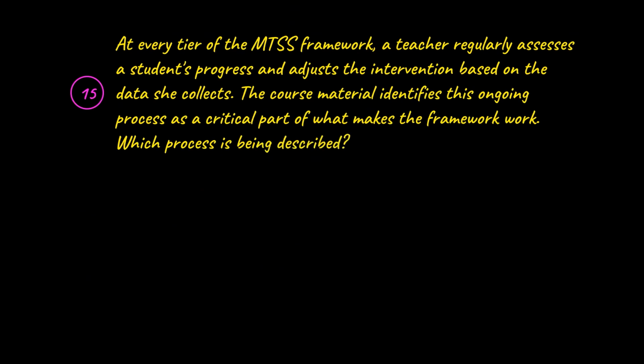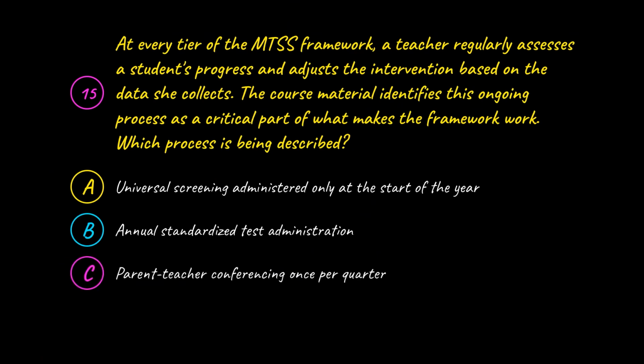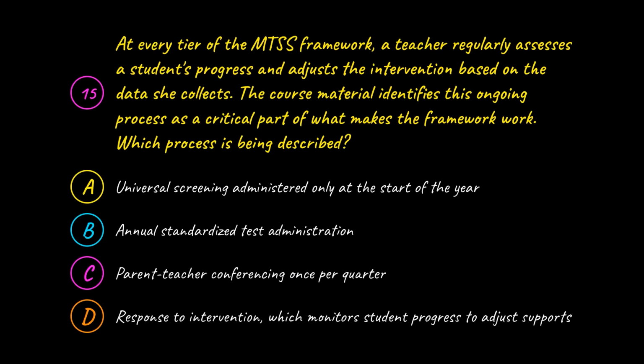Your options are A. Universal screening administered only at the start of the year. B. Annual standardized test administration. C. Parent-teacher conferencing once per quarter. D. Response to intervention, which monitors student progress to adjust supports. Don't overthink it. Which one feels right?